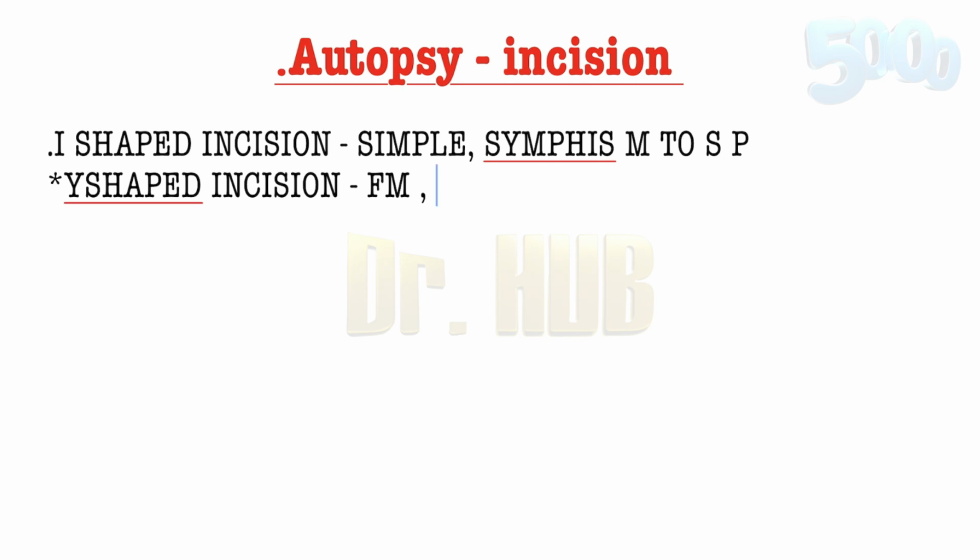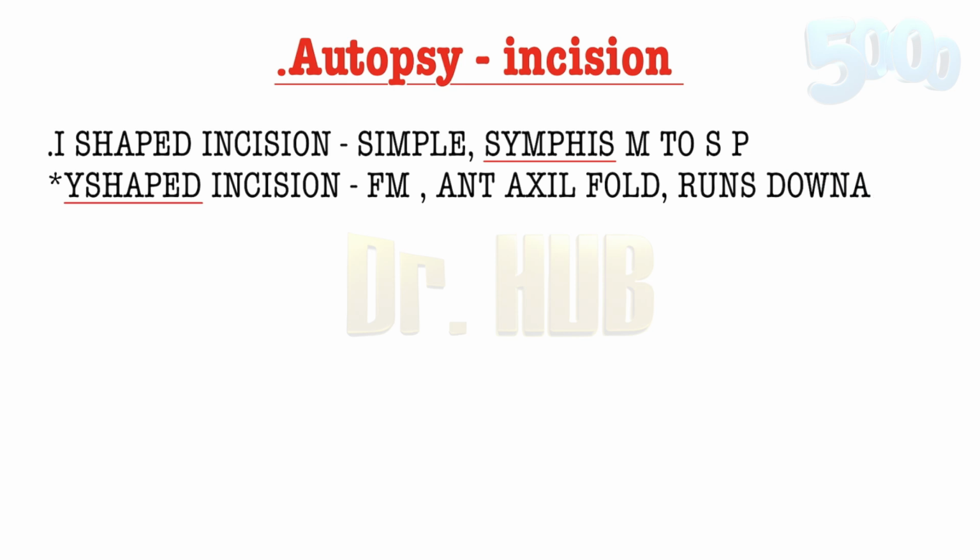And the procedure: it commences at the anterior axillary fold on the chest on either side and runs downwards anteriorly beneath the breast to meet the xiphisternum, and then it runs downwards in the shape of an eye-shaped incision. So where does it start? It starts at the anterior axillary fold, runs on the chest on either side and downwards beneath the breast, meets the xiphisternum and runs downwards as the eye-shaped incision.